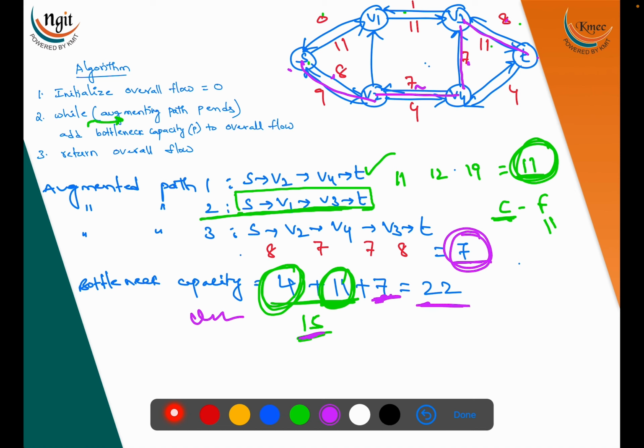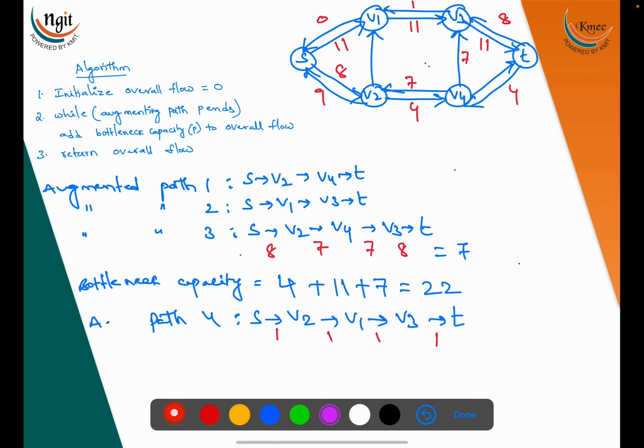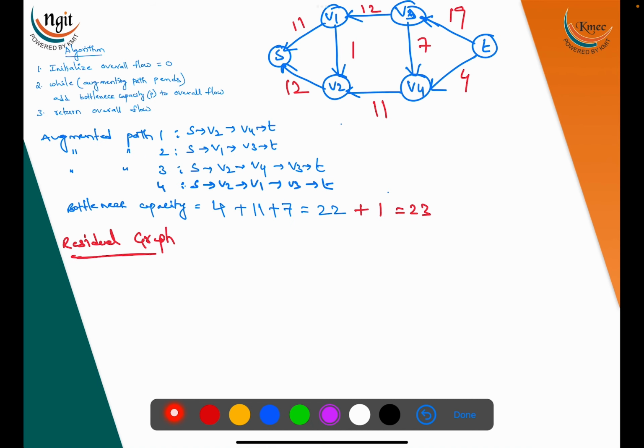Now again draw the residual graph corresponding to this 7. Now your residual graph is this. After you draw the residual graph, again find out whether there is any augmenting path. This time the augmenting path is S to V2, V2 to V1, V1 to V3, V3 to T. Now what are the values? 1, 1, 1. The minimum value is 1. That means you already have 22, and 1 gets added. Total 23 overall flow.